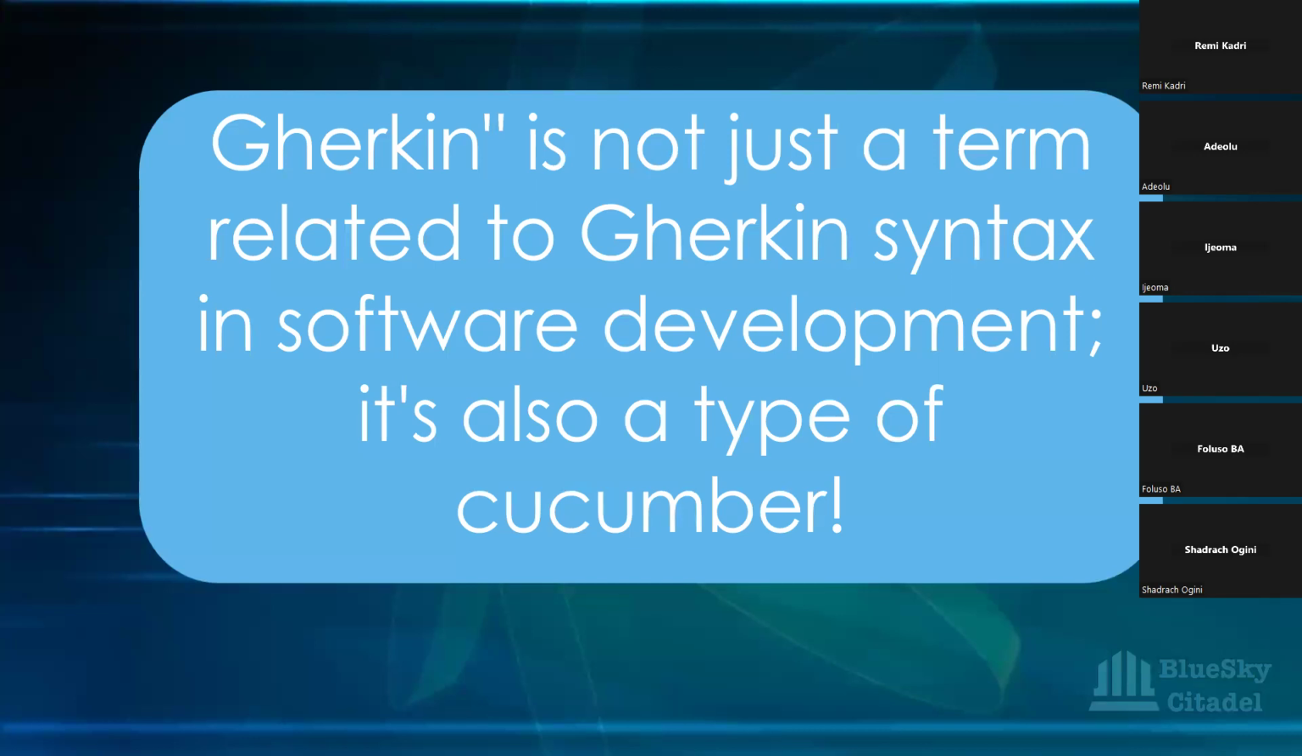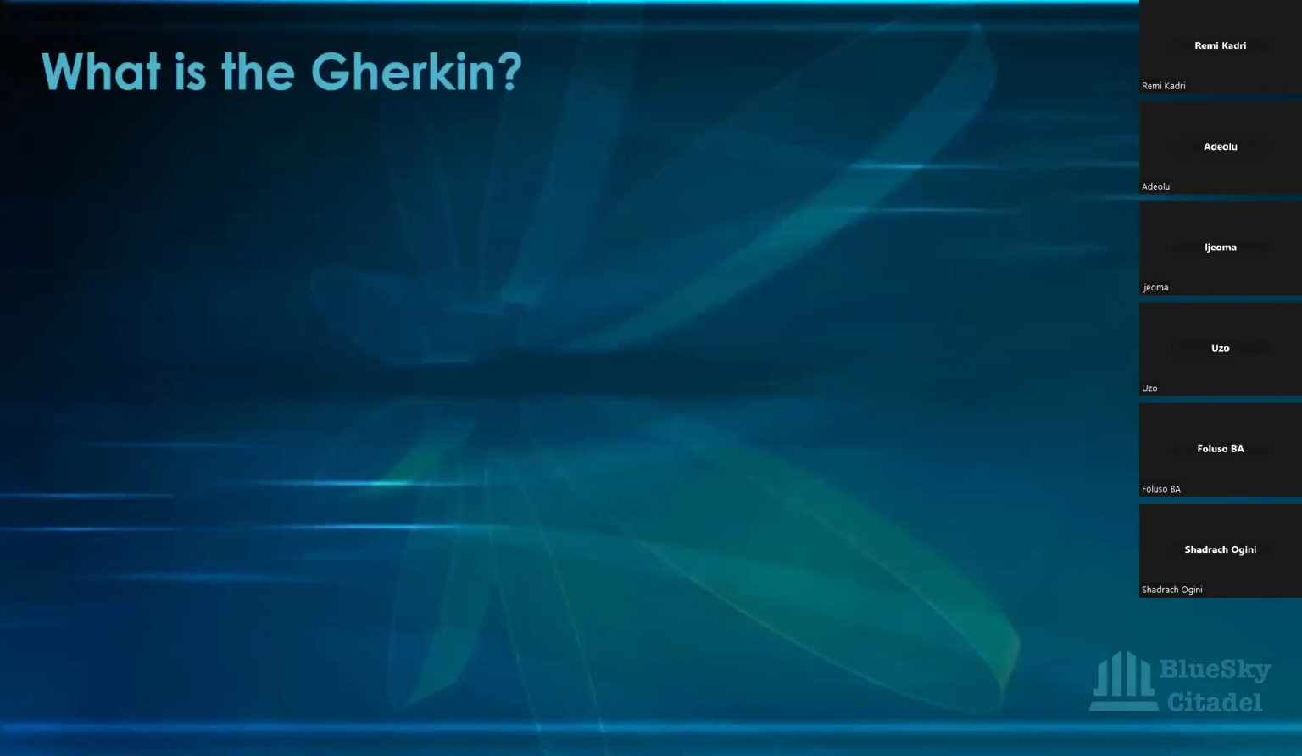I'm sure a large number of us here are Nigerians, so we're quite used to words that have different meanings. In my own native language, I have one word that can mean 10 different things, depending on your tonation and how you pronounce it. So same as Gherkin here. Let's dig deep into it. What is Gherkin?